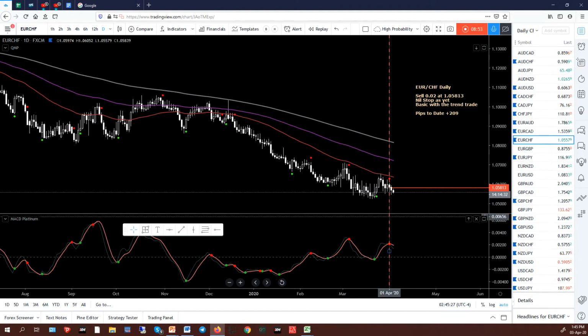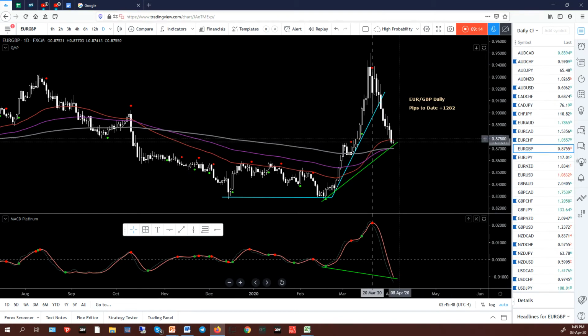Euro Swiss in a sell, one of the slowest moving pairs I've ever come across. Sometimes it has good moves, but other times like watching paint dry. In a sell, going all right at the moment. It's just a basic with the trend. Trend's down. We had a high, lower low, lower high, hopefully head down again. MACD's above the zero level.